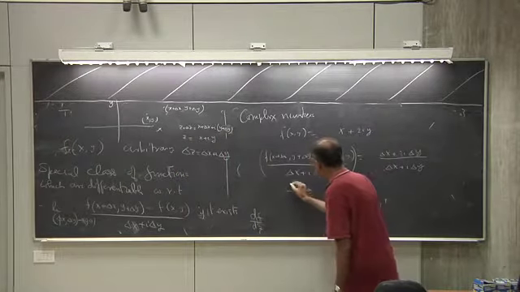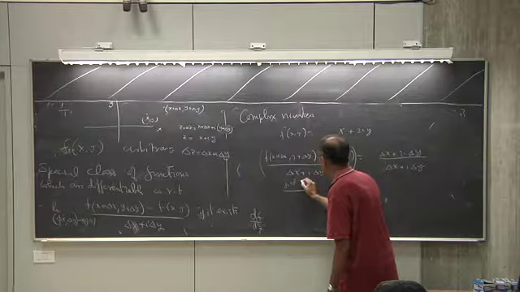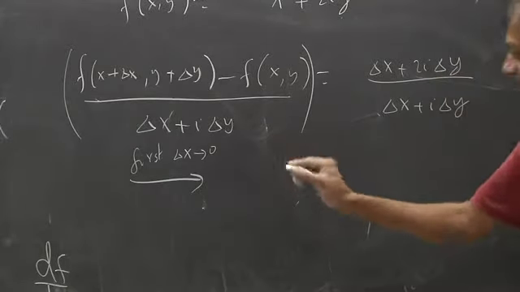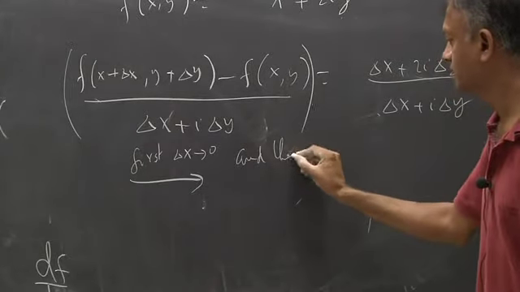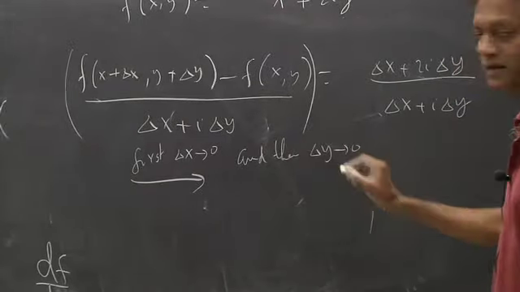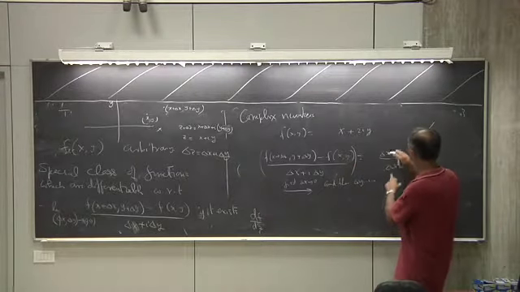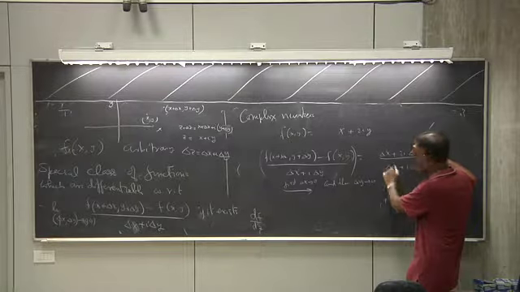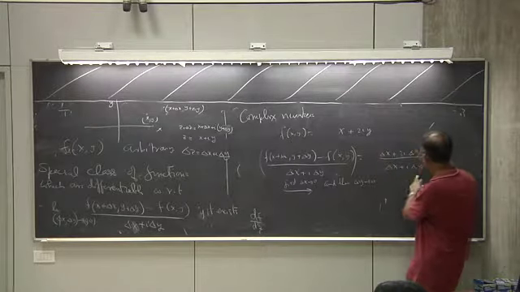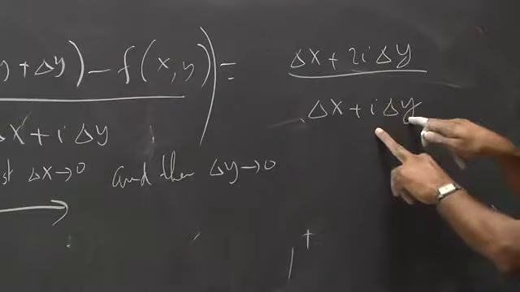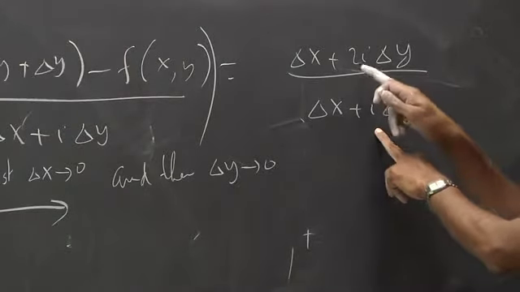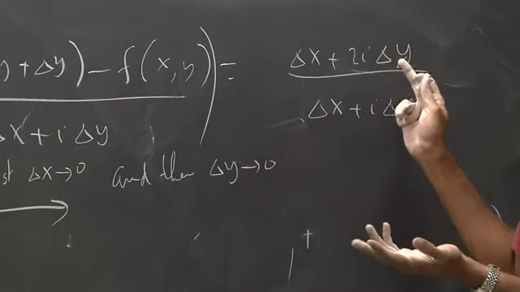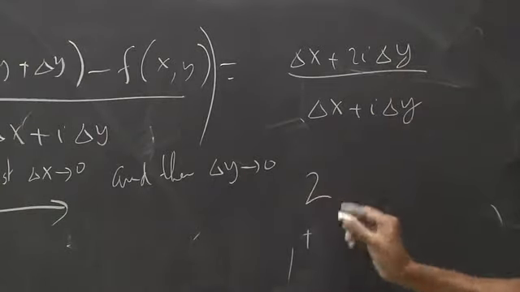I first take delta x goes to 0, and then delta y goes to 0. So what will happen? First delta x goes to 0. I keep delta y finite and take delta x to 0. So this just disappears, and what is left over is 2i delta y divided by i delta y. Delta y drops out, so you get 2. And then you take delta y goes to 0, you just get 2, right? So the answer is 2.